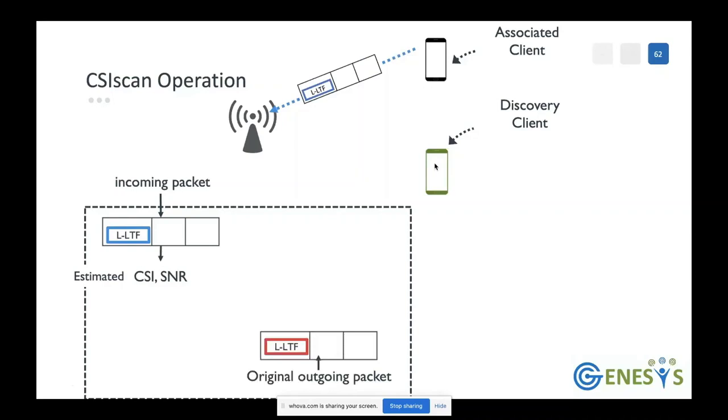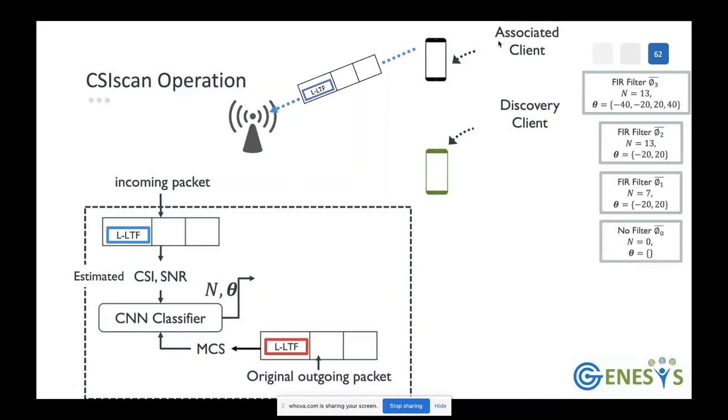Also, for the next outgoing packet, which is intended for this associated client, we take the MCS value that is used. And then we use a machine learning approach to determine the optimum level of n and theta. In this case, we use a CNN. And these were the four classes that we use. Of course, we can have different choices, but these are the choices that we chose to select in CSI scan.